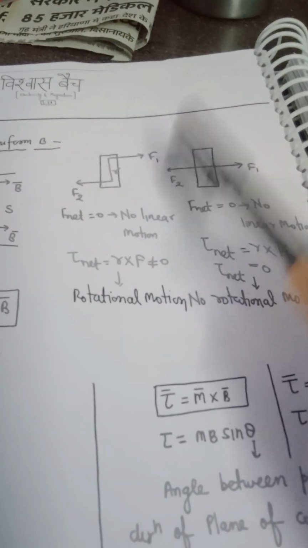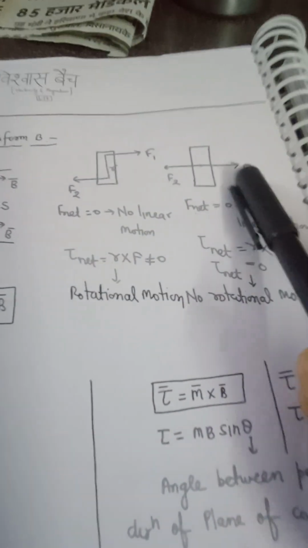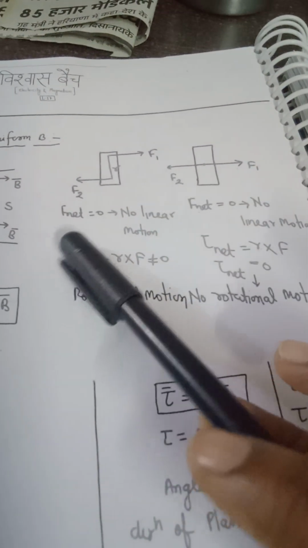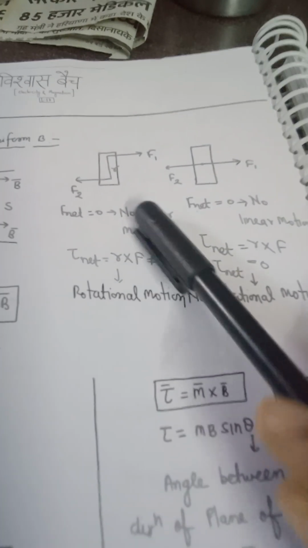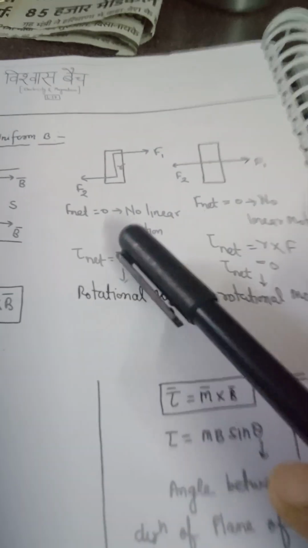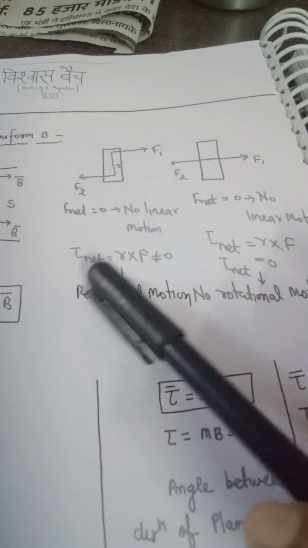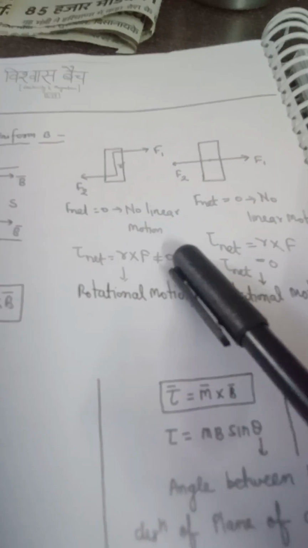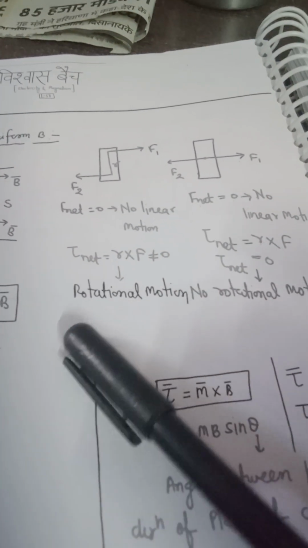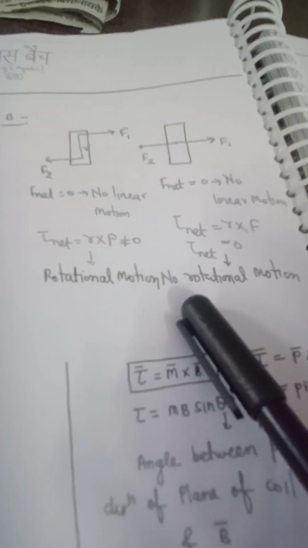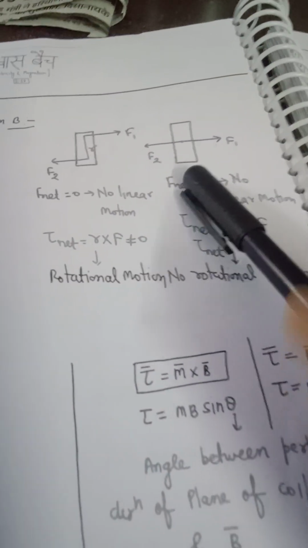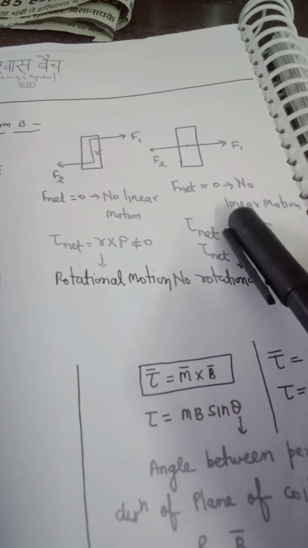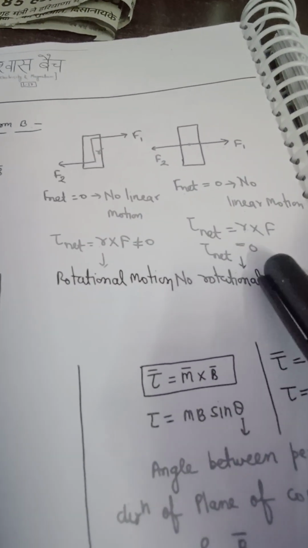So this is a force F1, then a force F2. This is a force F1, force F2. So F net is equal to 0, means no linear motion. That means torque net, R cross F, is not equal to 0, means rotational motion. Okay. But when F is 0, no linear motion, F net is 0, means no rotational motion.